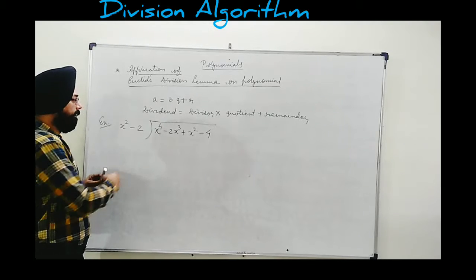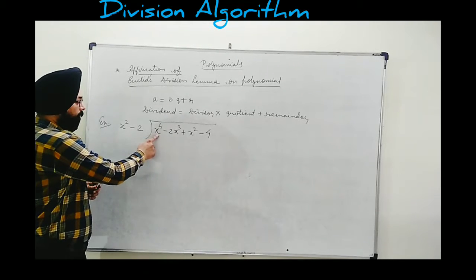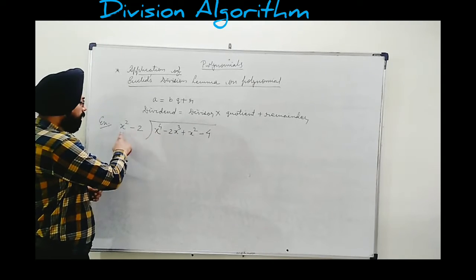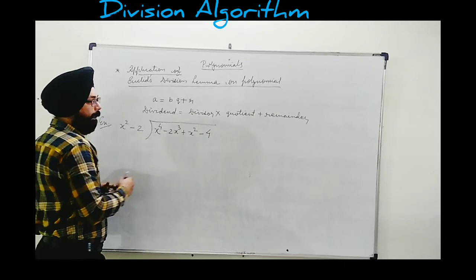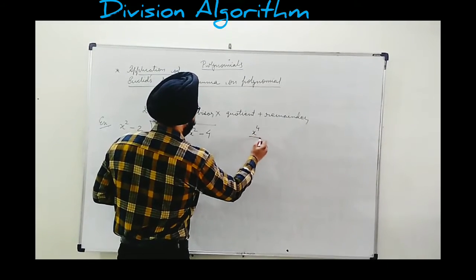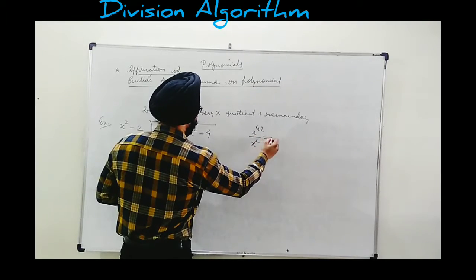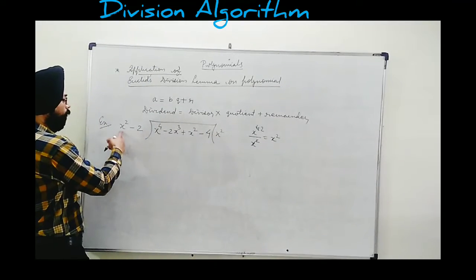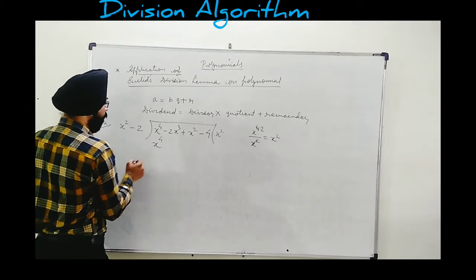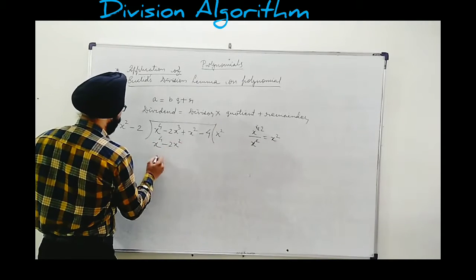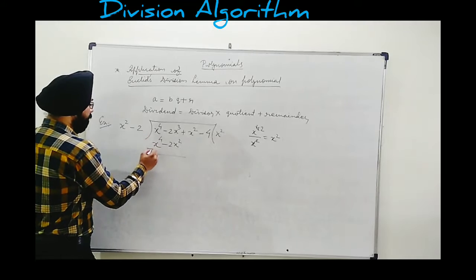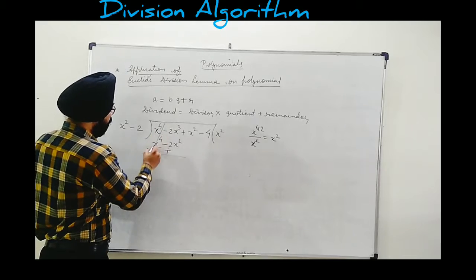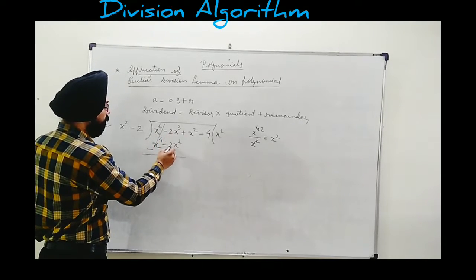x square minus 2 divides this dividend. First of all, we divide the first term of dividend by the first term of divisor. So when we do x to the power 4 divided by x square, this will turn x square. This x square will be multiplied in both of the terms and we get x to the power 4 minus 2x square. Now subtraction takes place, this will change the sign of the terms below. Here cancellation, minus 2x cube plus 2x square.